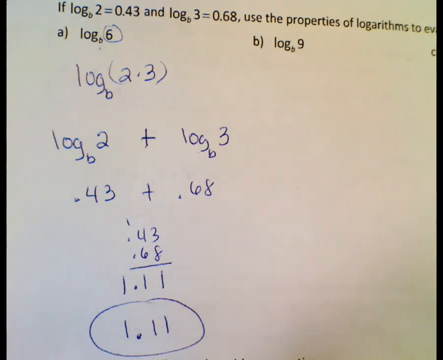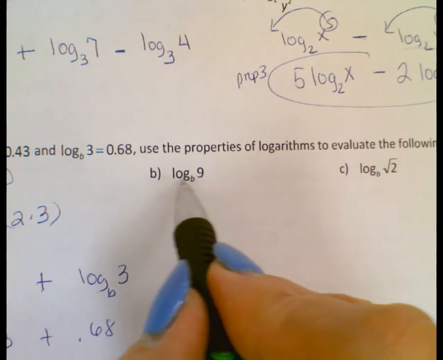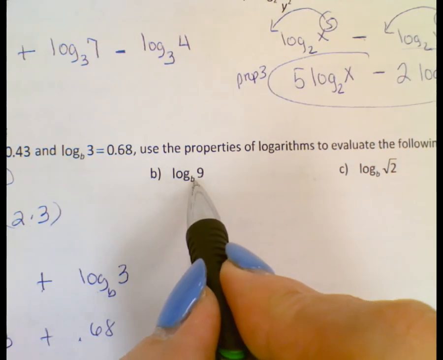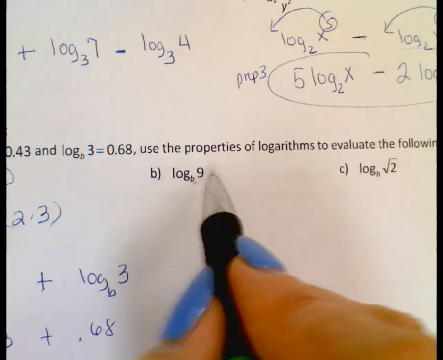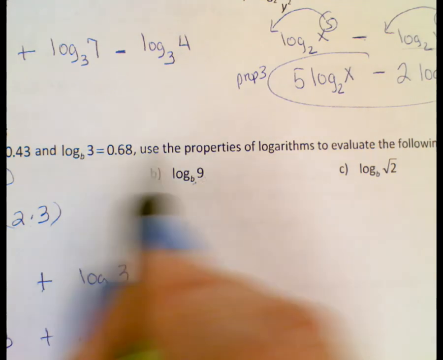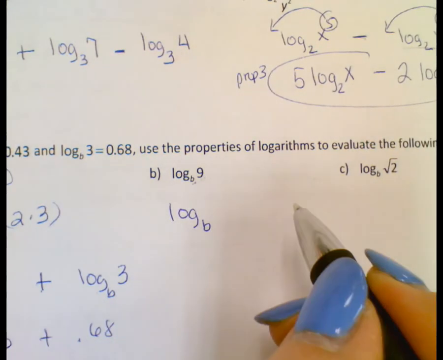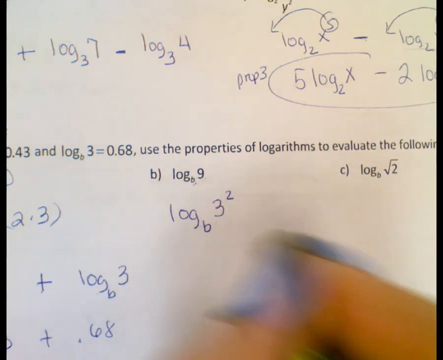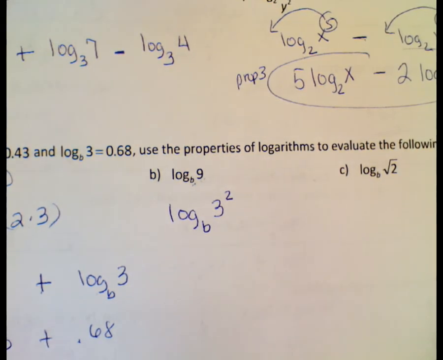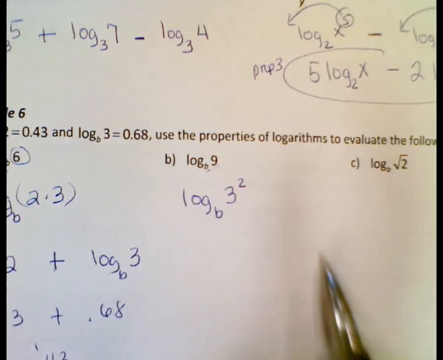1.11. No calculator needed. So without a calculator, how can I do this one? Again, it's got base b. We can't use our calculator anyway. So can you use 2 and 3 to express 9? There's a couple ways. I know 9 is 3 squared. You could do 3 times 3 and do it just like this one right here. I'm going to do a different way.